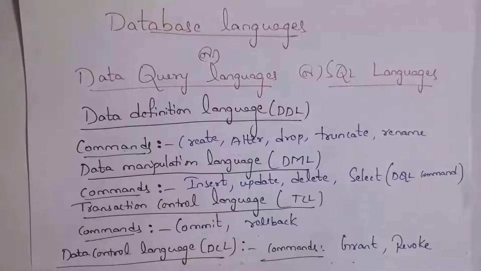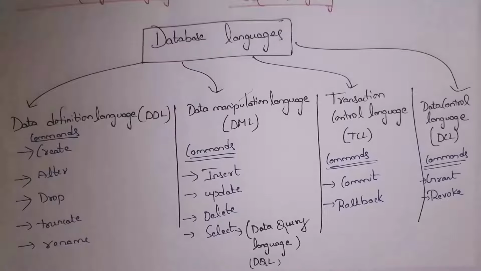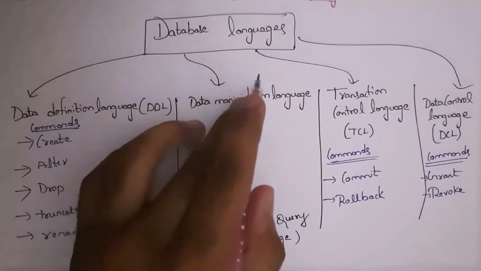Let's get started. Guys, normally if you want to communicate with any person, directly you can communicate in English language or Hindi language or any other languages. But database software cannot understand our languages. So in order to communicate with database software, we need database languages. Total there are 4 categories of database languages.